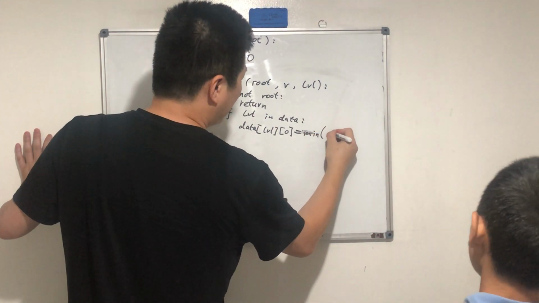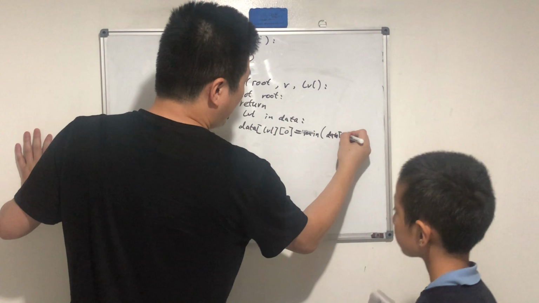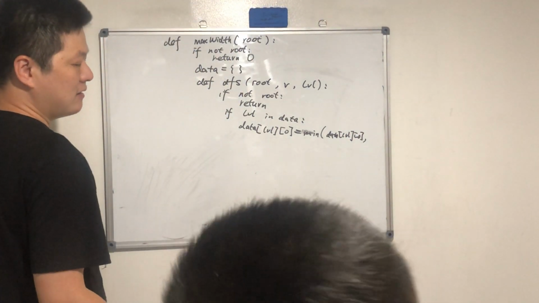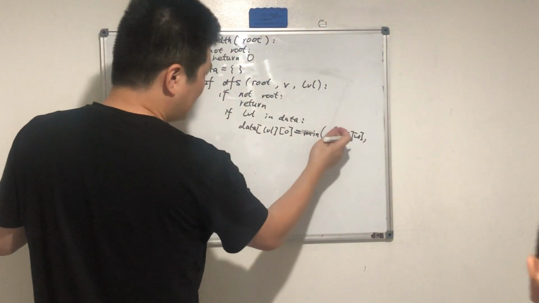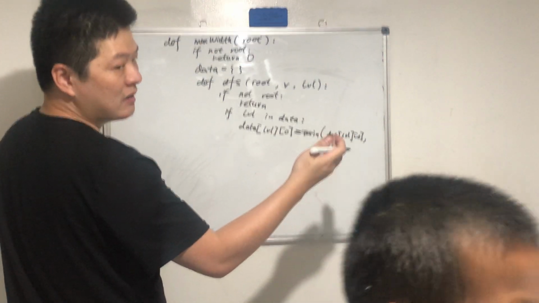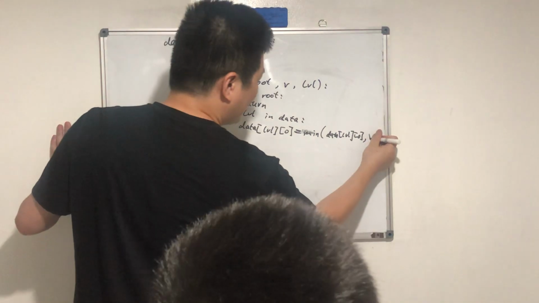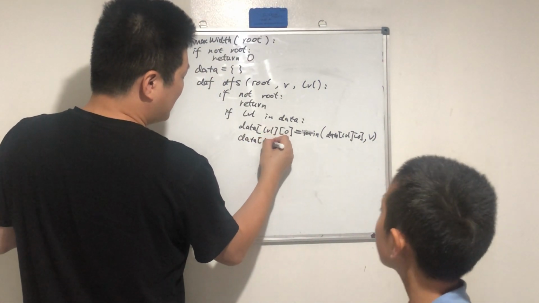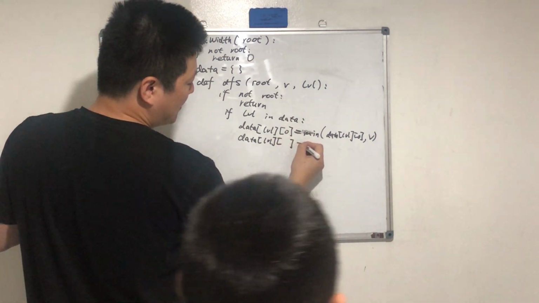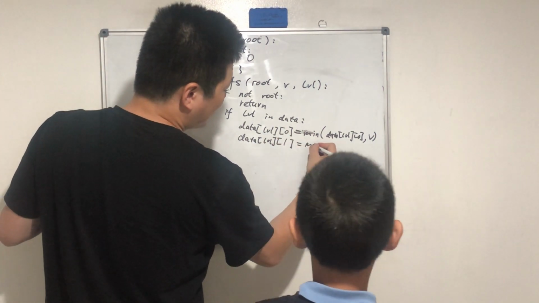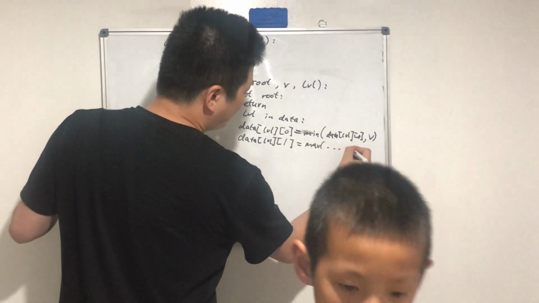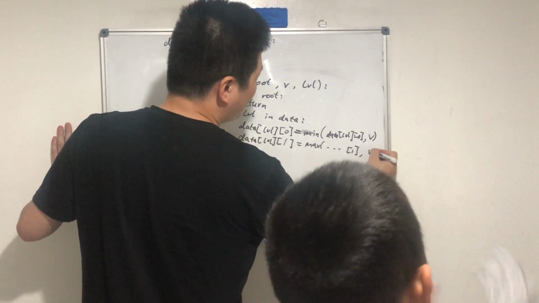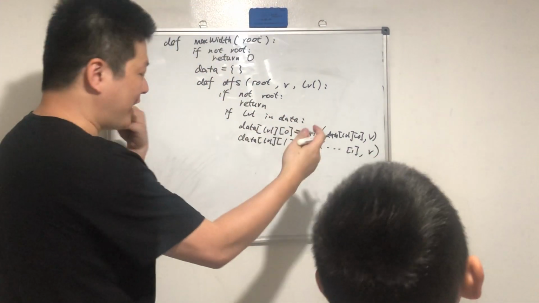Min of data level 0, and what's the second parameter? V. Yeah. And then data level 1 equals max of data level 1 and V, because we are updating the left and right.